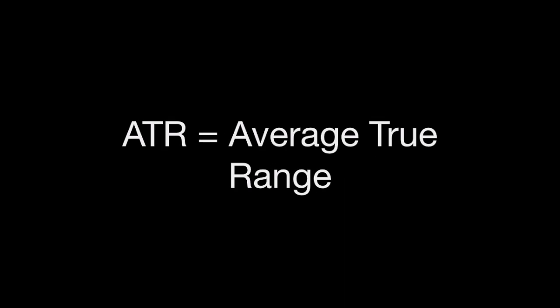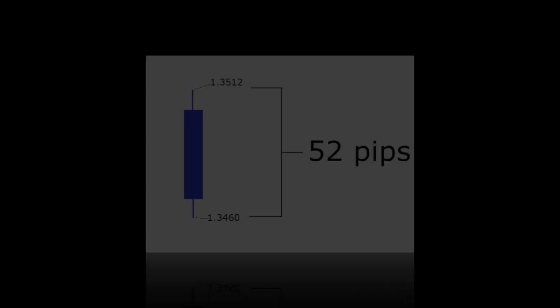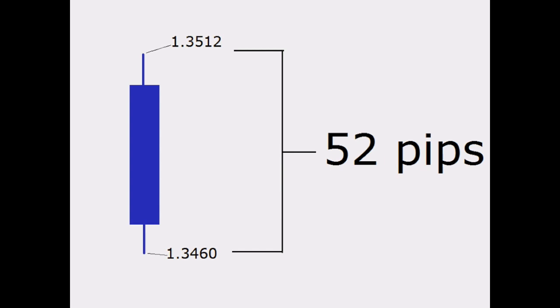The range or true range of a bar is the high minus the low. If the high of a bar was 135.12 and the low was 134.60, then the range of the bar is 135.12 minus 134.60, which is 52 pips.